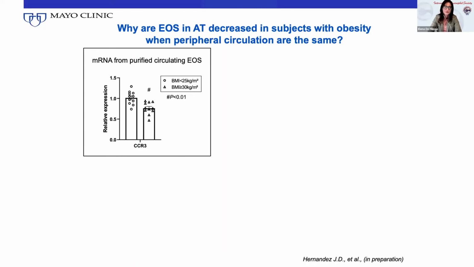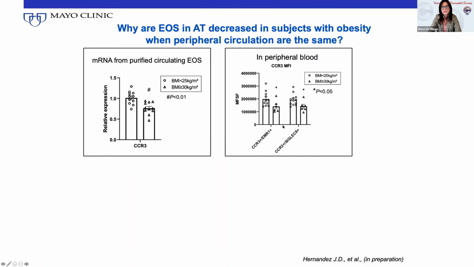Now, mRNA level often doesn't give us the full answer, so we took this a step further. In the peripheral blood of our subjects, we used flow cytometry with MFI, and whether we expressed this data for EMR1 or Siglec-8, we were able to confirm that the data are consistent at the protein level, and subjects with obesity indeed have a decreased expression of CCR3.